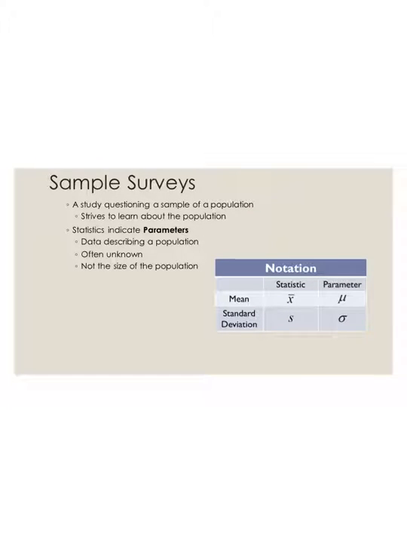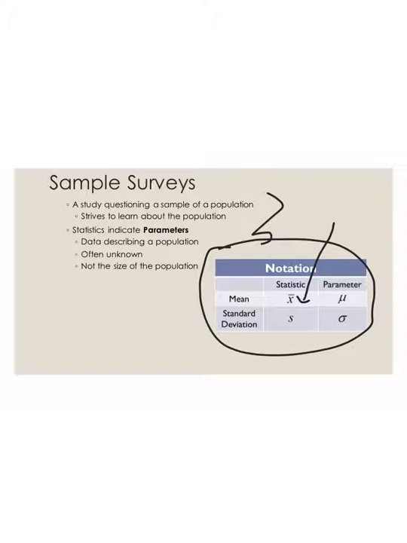Okay, so this table here, these symbols are the difference between statistic and parameter that we will use throughout the course of the year. If I have an x bar, this is the sample mean. This lowercase s, this is the sample standard deviation. Once we start generalizing about the population, we will use a mu for the mean and a sigma for the population standard deviation.